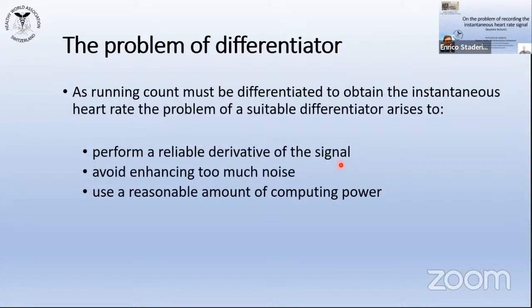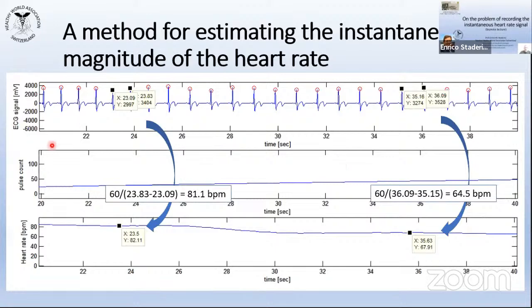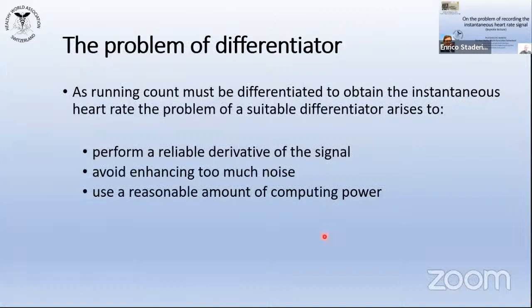Now, the problem of the differentiator, because I have said that we need to differentiate the running sum to obtain the heart rate. And the problem of the differentiator is quite important, because differentiating a signal numerically is very difficult. Creating a reliable derivative of the signal is normally a noisy process, so we should avoid enhancing too much noise, and also use a reasonable amount of computing power.